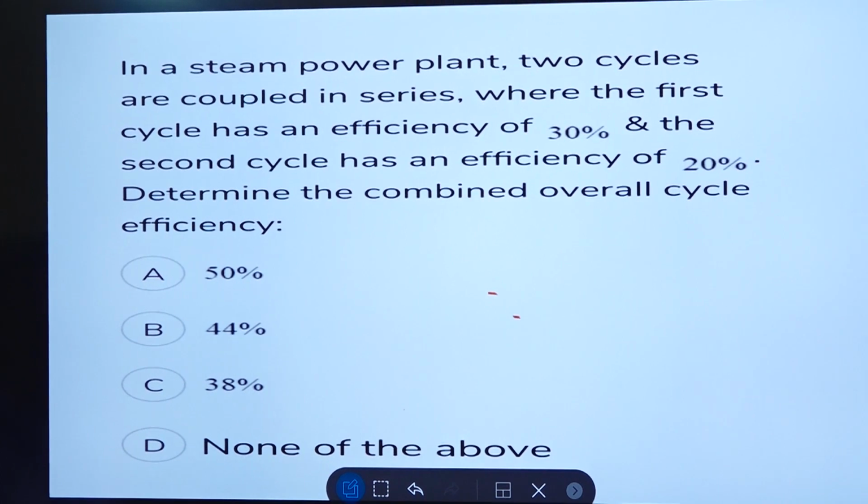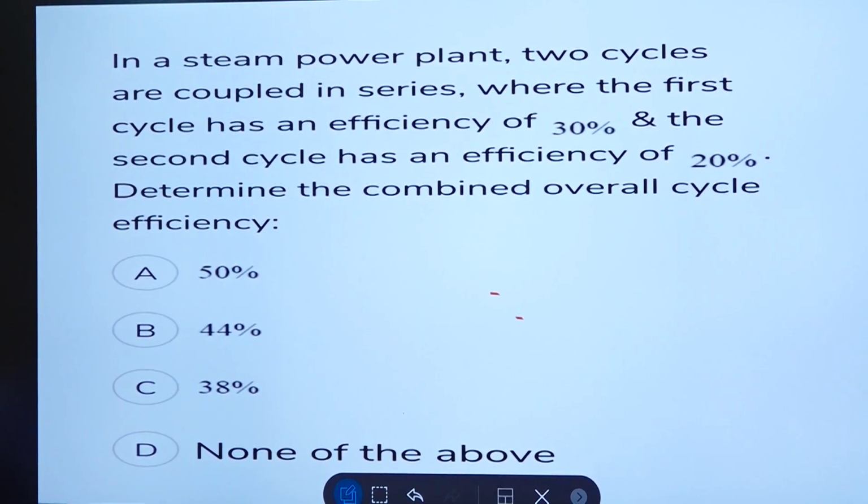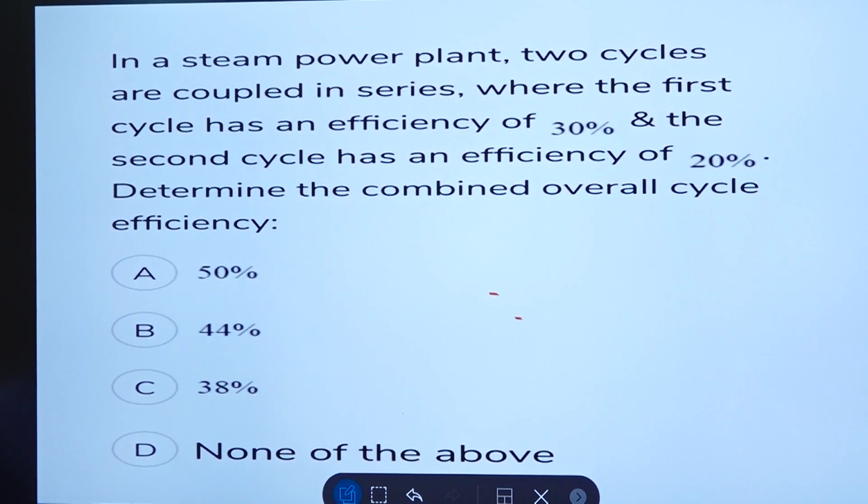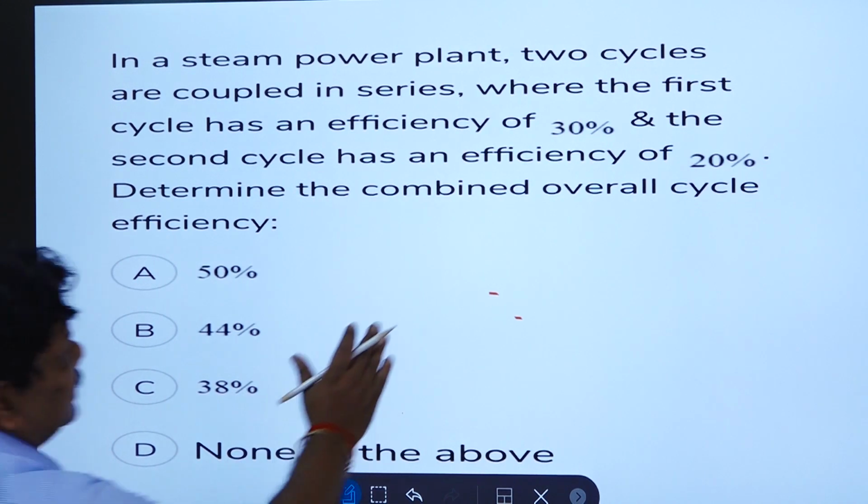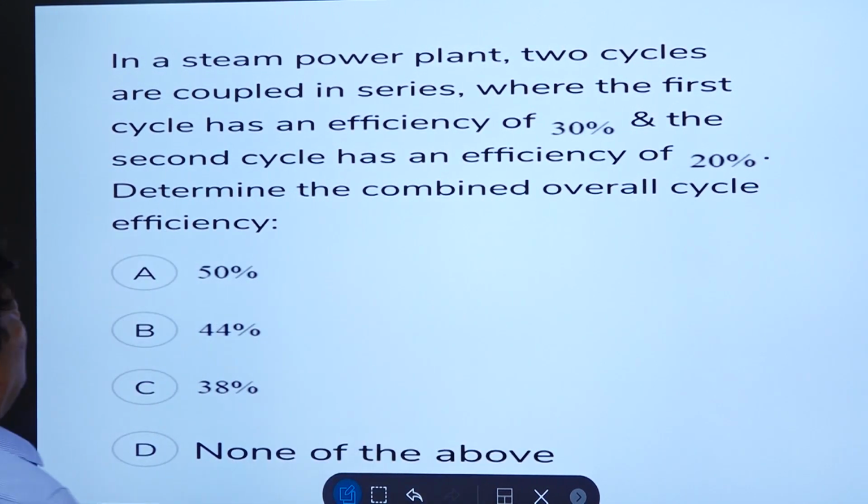Next one is, in a steam power plant, two cycles are coupled in series, where the first cycle has an efficiency of 30% and the second cycle has an efficiency of 20%. Determine the combined overall cycle efficiency.